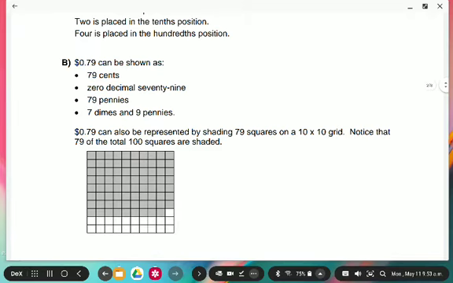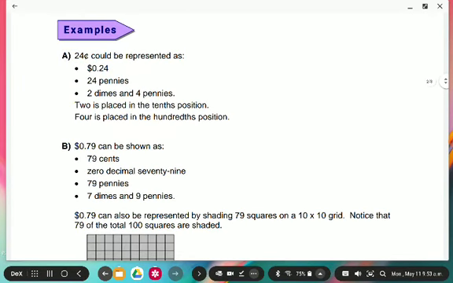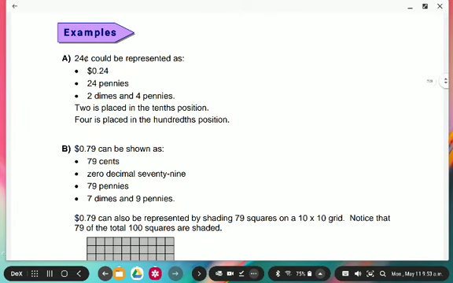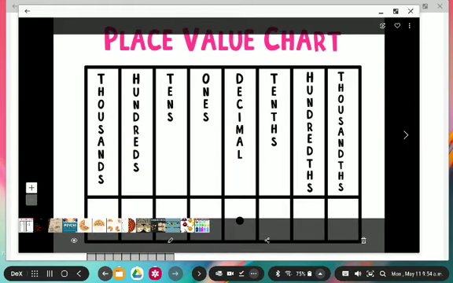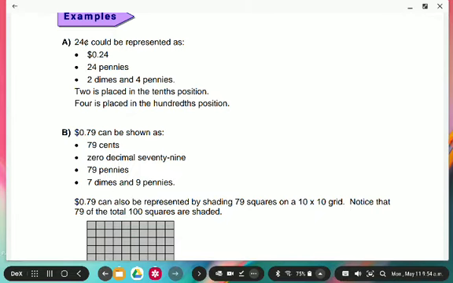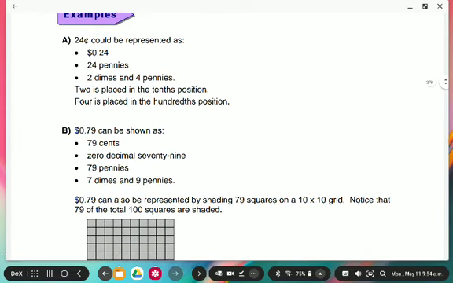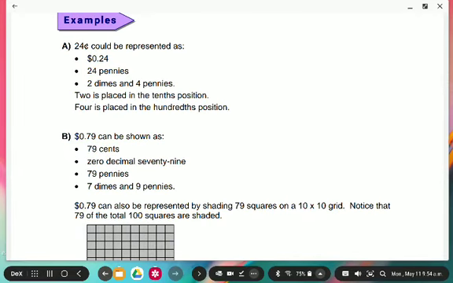Just giving you a few more examples. So we've got 24 cents. That could be represented in money form at the top here. It could also be seen as 24 pennies. And to make that a little bit simpler, instead of saying 24 pennies, we've got 2 dimes and 4 pennies. So the 2 is in the 10th section. If we look at that again, we've got 2 in the 10th section and 4 in the hundredths position.